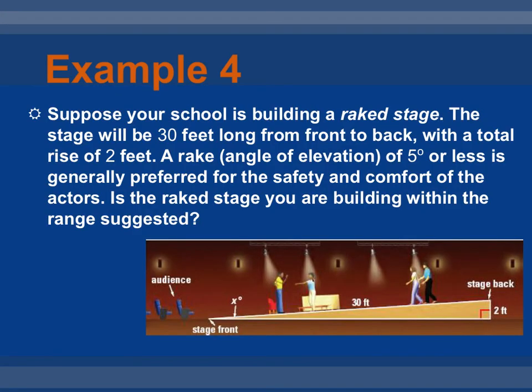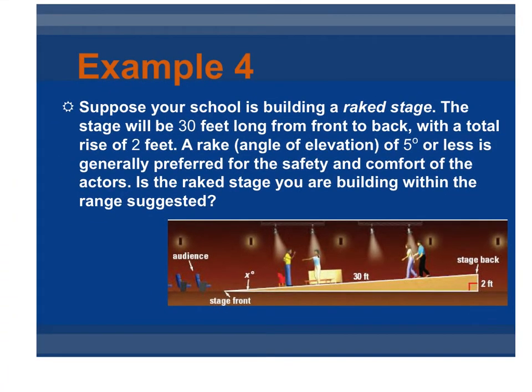And then I'm going to add one more just to practice. Okay, so suppose your school is building a raked stage. The stage will be 30 feet long from front to back with a total rise of 2 feet. A rake, which is the angle of elevation of 5 degrees or less. Okay, so it says if it's 5 degrees or less, it's generally preferred for the safety and the comfort of the actors. So they want us to test out and see if this ramp that they built is within the range. So if it's less than 5 degrees.